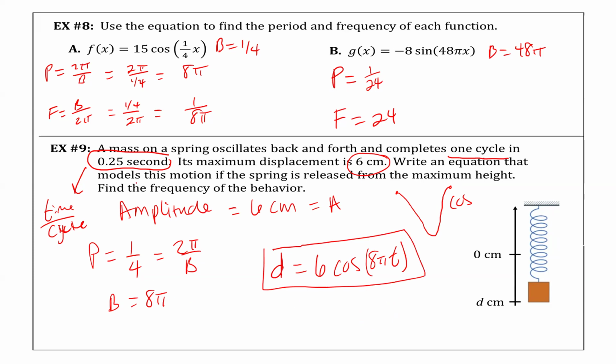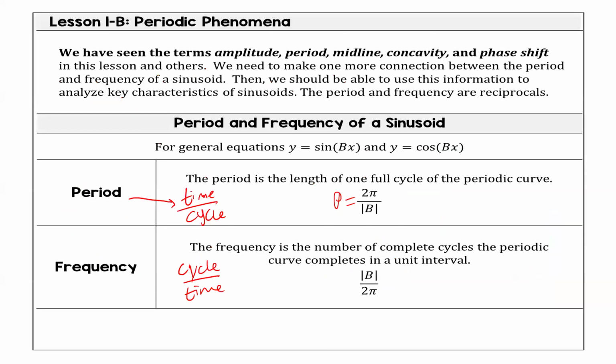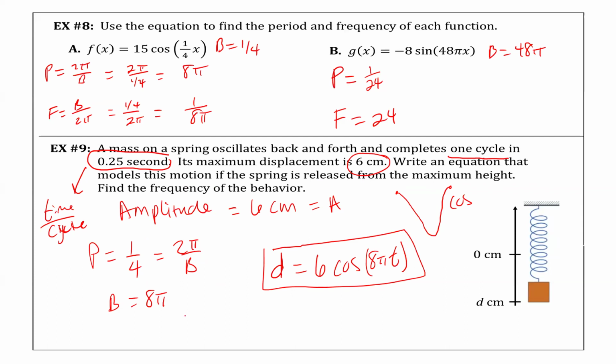Okay. Now it says find the frequency of the behavior. Your frequency is the reciprocal of your period. Do y'all remember that? Let me go back real quick. Your frequency is the reciprocal of your period. Make sense? Okay. So we know that our period was equal to 1/4. So therefore our frequency equals what? 4. And that means 4 cycles per second would be completed.